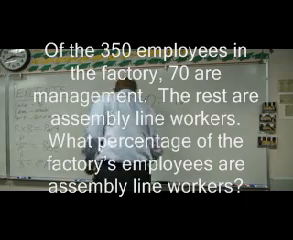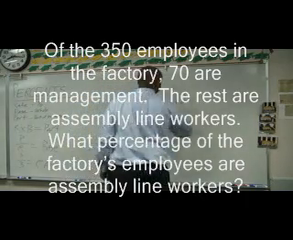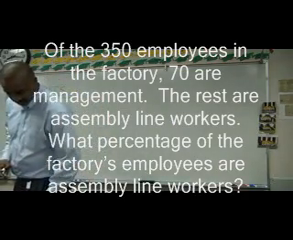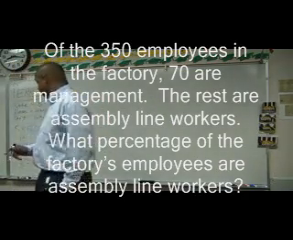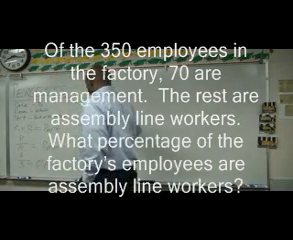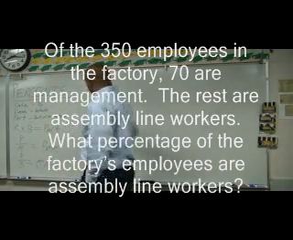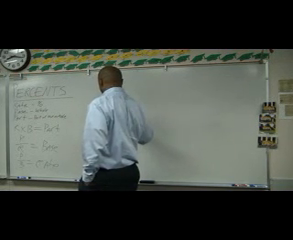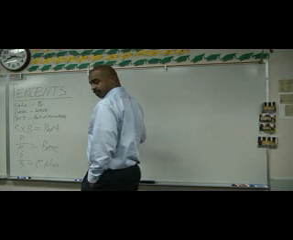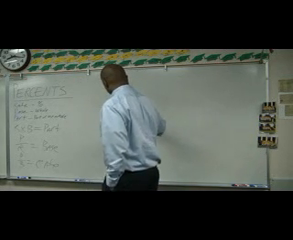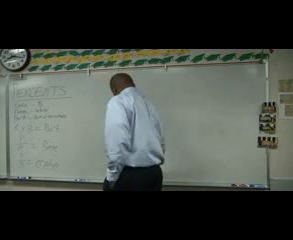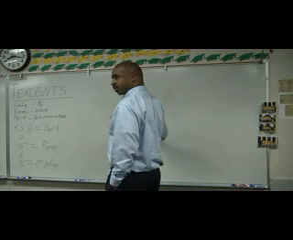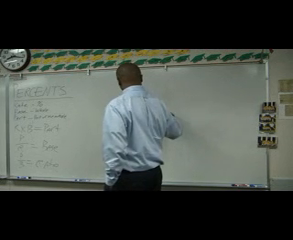So you have your base, and your rates, and your parts. You divide it. So what do I divide? 70 by 350. Part 70 divided by base equals rate. And what do we get? 0.2. And so you just move that over 2 spaces to the right, and you get 20%.